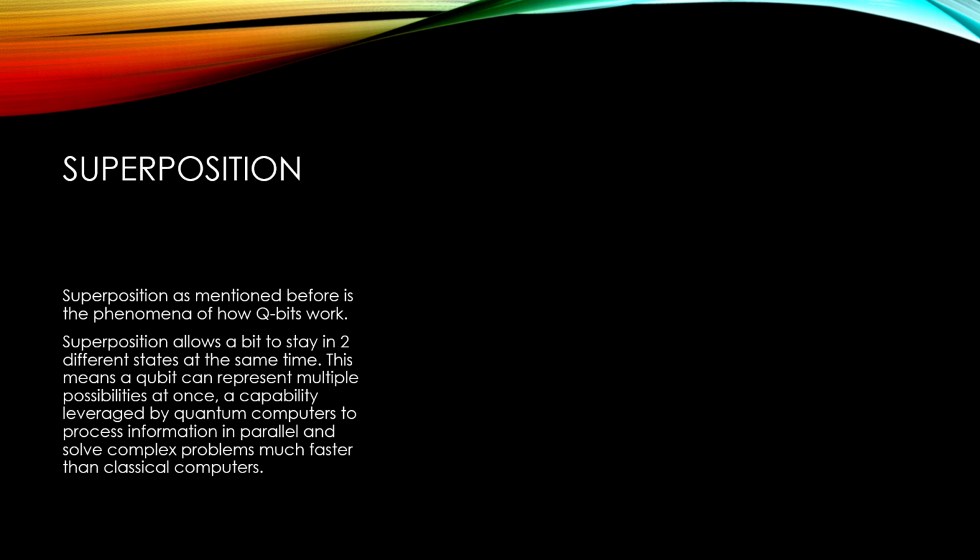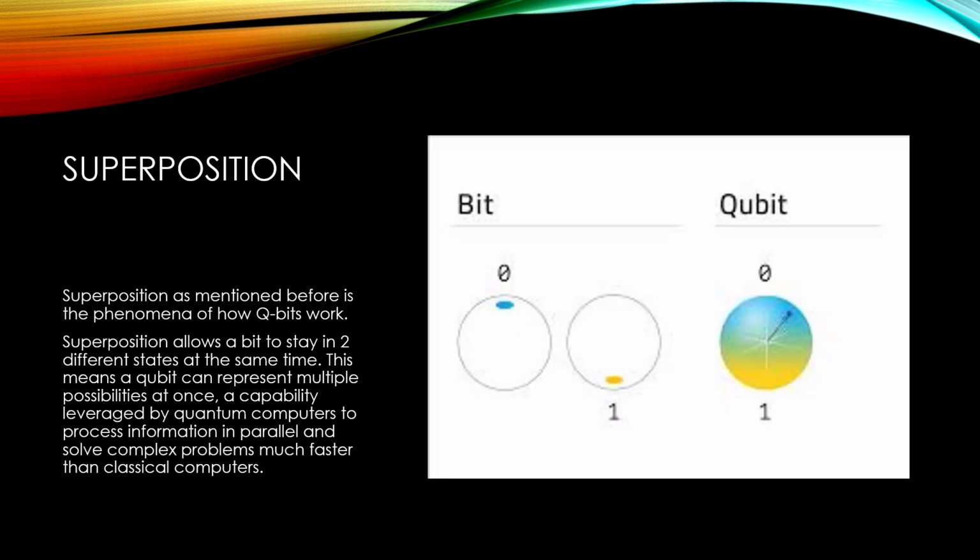Superposition, mentioned before, is how the phenomenon of qubits exists at all. Superposition allows a bit to stay in two different states at the same time. This means a qubit can represent multiple possibilities at once, a capability leveraged by quantum computers to process information in parallel and solve complex problems much faster than classical computers. Qubits also follow a certain rule to work with each other, as mentioned before, which is called quantum entanglement.